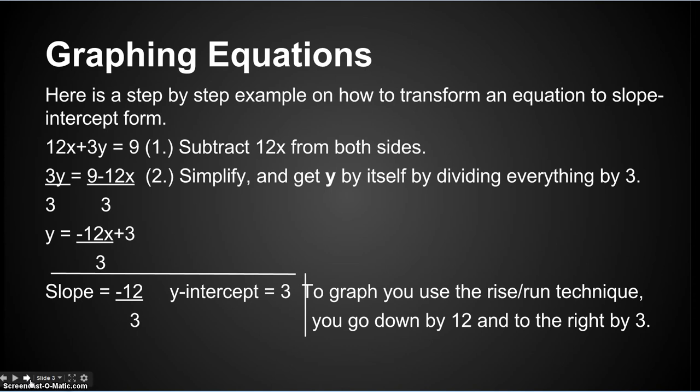Then you get your slope and your y-intercept. Your slope is negative 12 over 3, and convert that to rise over run. You go down negative 12 and over to the right 3, and your y-intercept is where you start on the graph, so you start at 3.